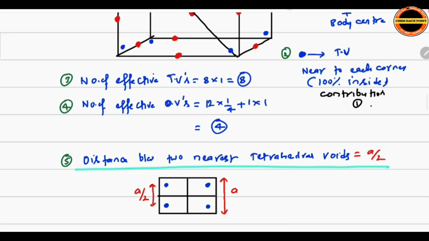Distance between two nearest tetrahedral voids. For example, take the base of a given cube, and divide it into 4 parts. Near to each corner there is one tetrahedral void. On this one face of the cube, near to each corner we showed one tetrahedral void. The edge length is a. Between these two you will get a by 2. So the distance between two nearest tetrahedral voids is a by 2. Remember.